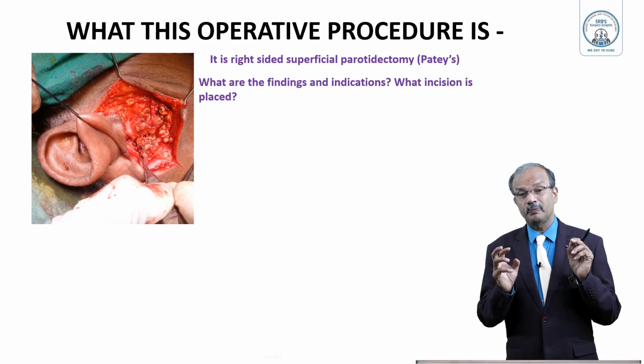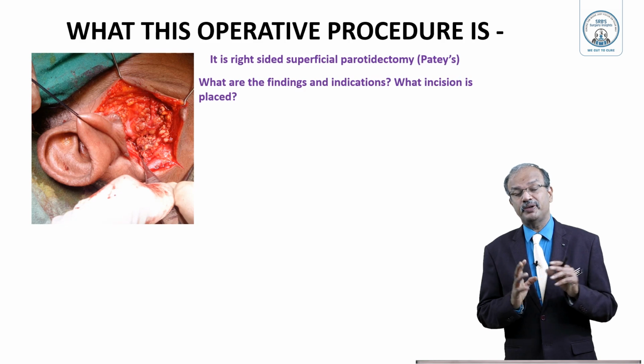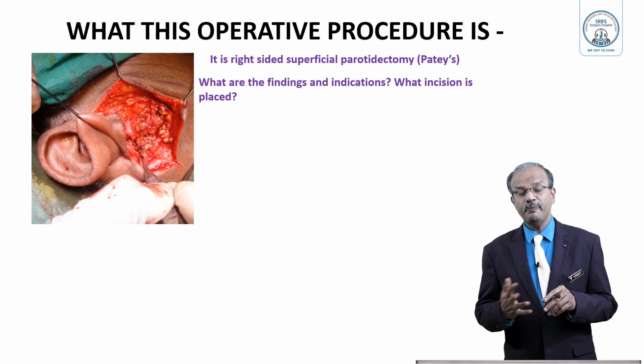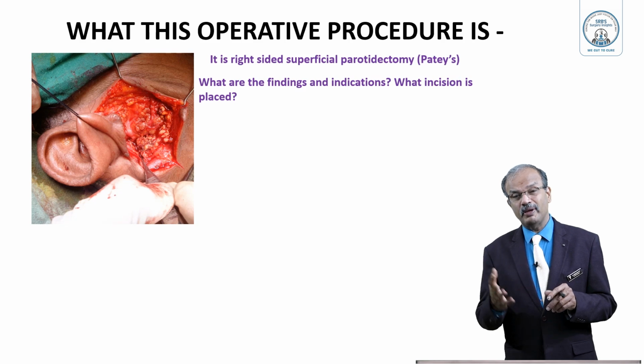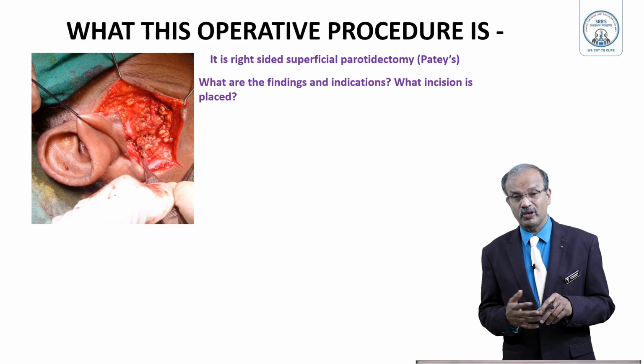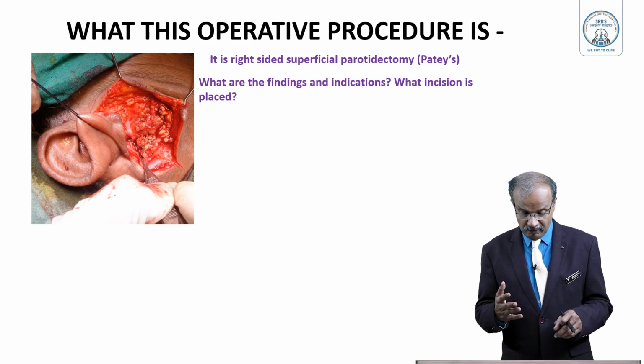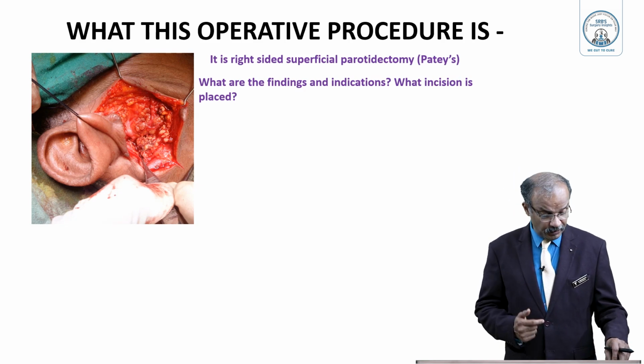It is done for benign parotid tumors involving the superficial lobe, maybe pleomorphic adenoma, which is the commonest type. Then Warthin's tumor, common in males, commonly bilateral, common in smokers, and so on. And what are the findings and indications? What incision is placed? So what is the name of the incision?